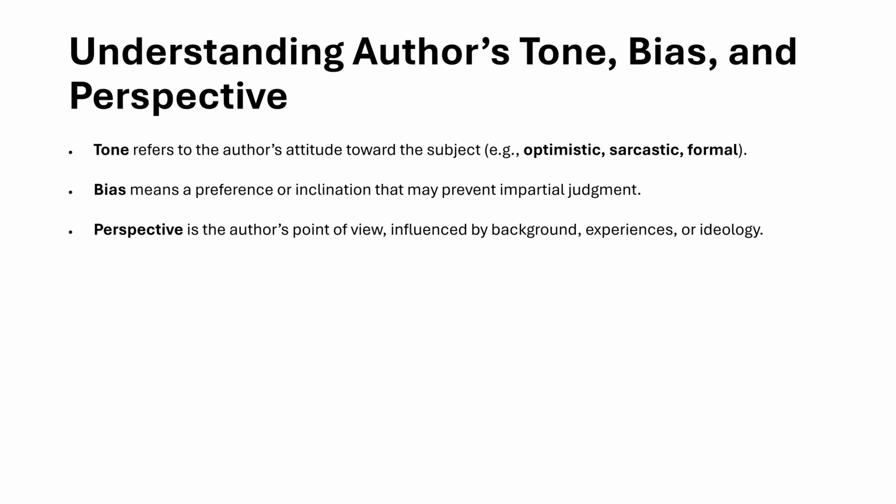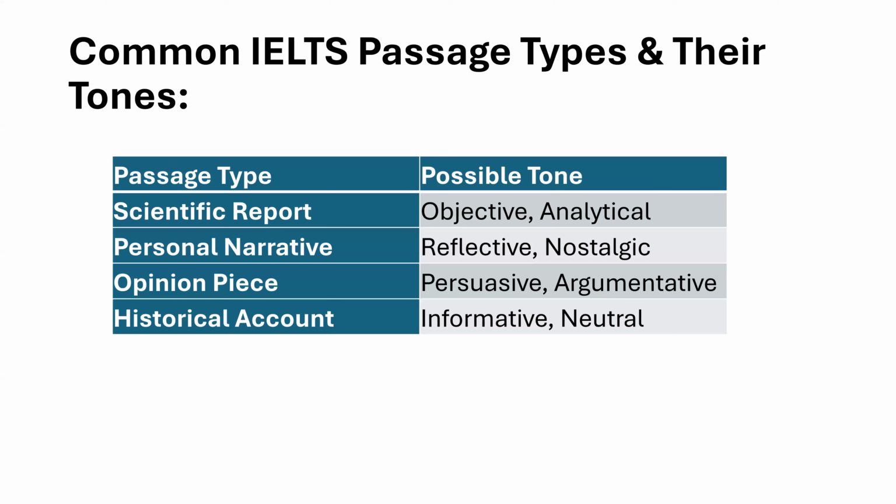So it's important again, like I said, to always understand the author's tone, the author's bias, and the author's perspective. The common IELTS passage types and their tones: if you have a scientific report, the tone will most likely be objective or analytical. If it's a personal narrative, it will be reflective and nostalgic. If it's an opinion piece, it will be persuasive and argumentative. And if it's a historical account, it will be informative and neutral.